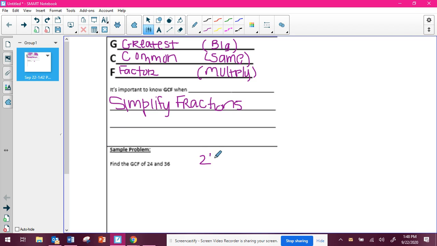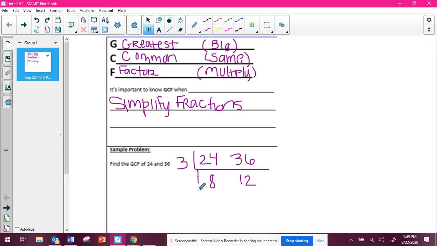So we have the numbers 24 and 36. I want to pick a number that I can divide both of these numbers by. They're both even. I know I can use 2. There's other numbers, so I'm not going to use 2. I'm going to use 3. I know 3 can go into both of them. So I know if I take 24 divided by 3, I get 8. And if I take 36 divided by 3, I'll get 12.